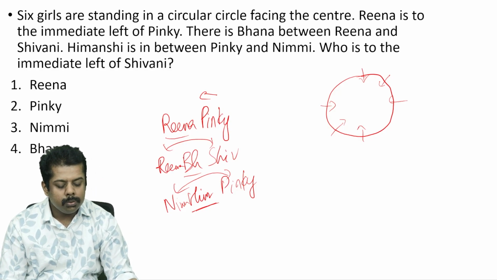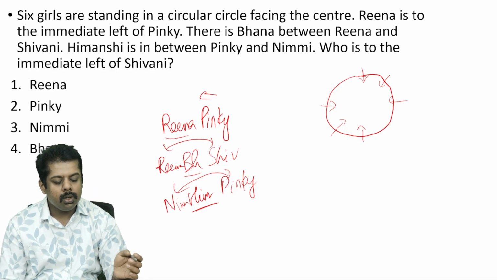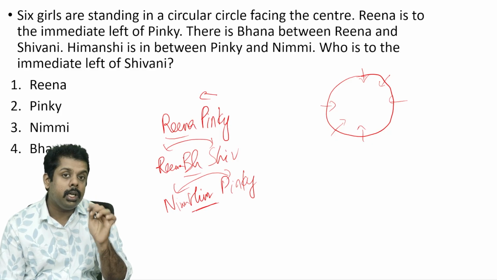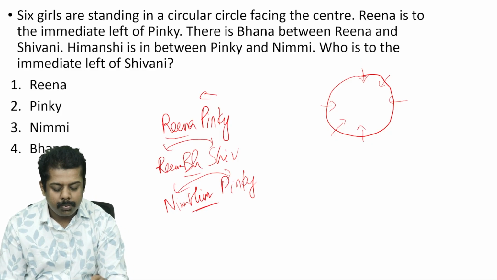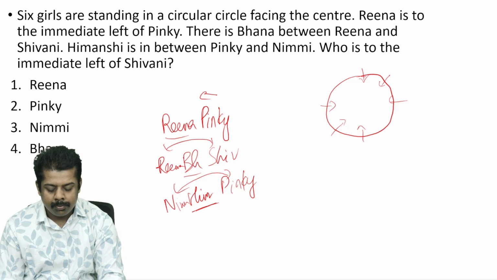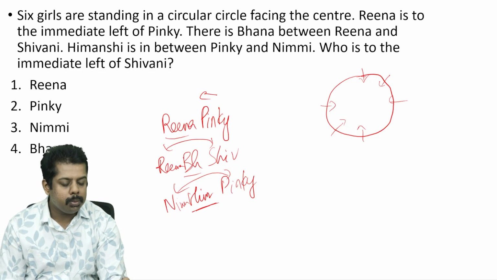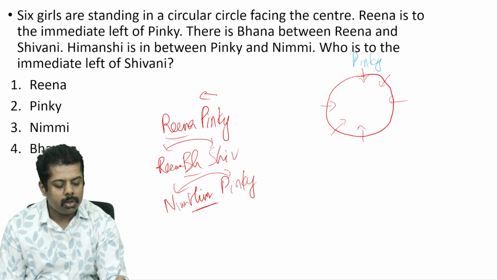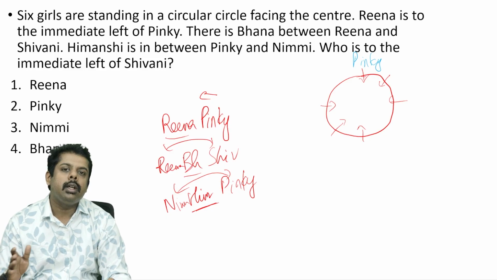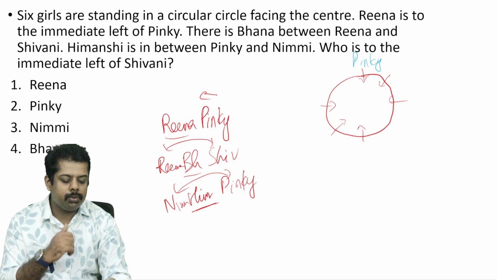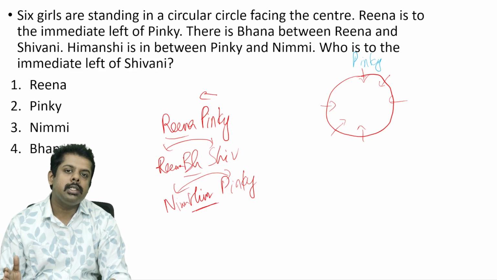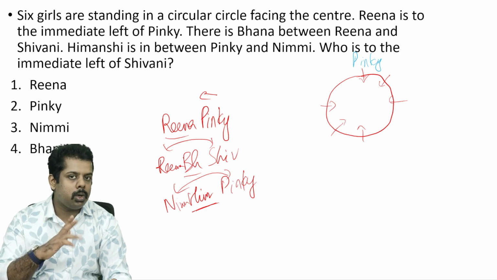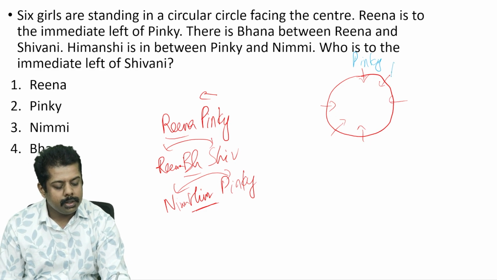So what we are going to do, based on the conditions that they've given, we can just try to start from Pinky. We're going to place Pinky in a position. Say I'm fixing Pinky here. Now what does the point say? Reena is sitting to the immediate left of Pinky. So as we know, facing inside, the left is towards the clockwise direction. So Reena has to be here. So that is fixed.